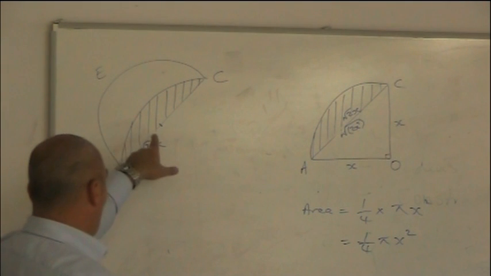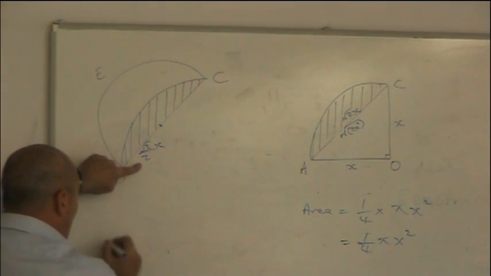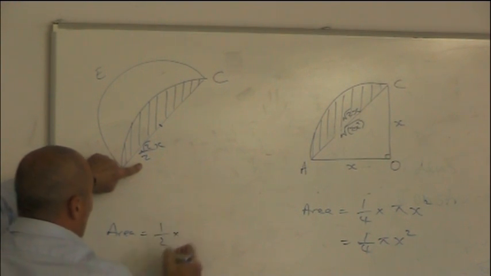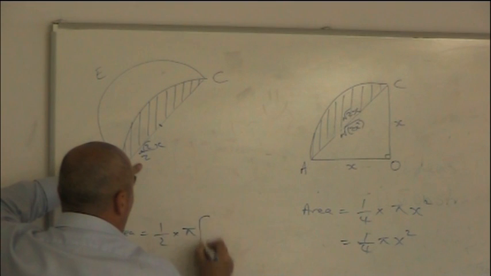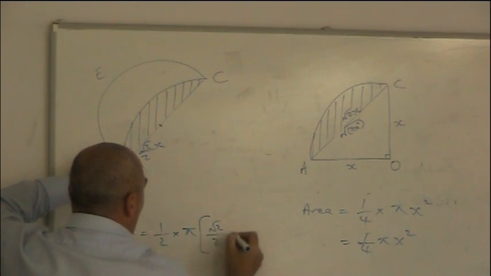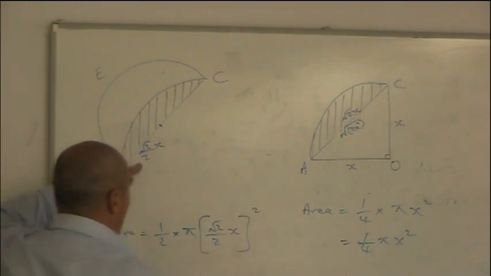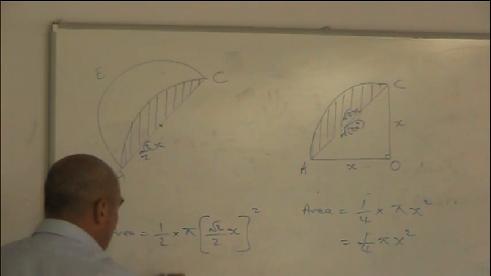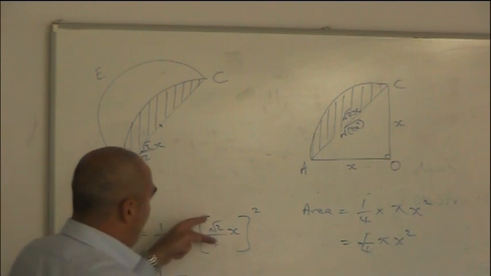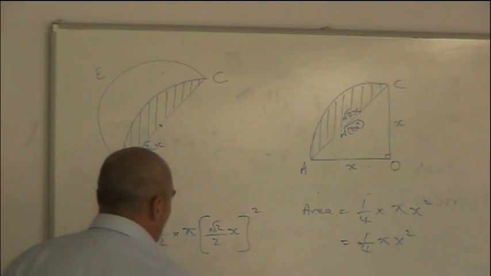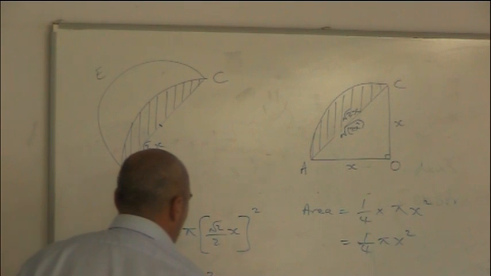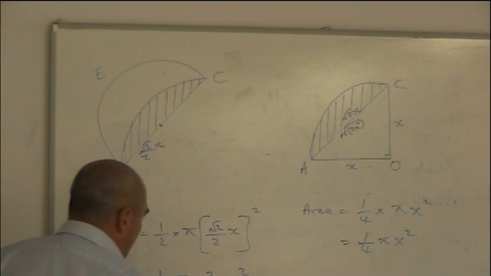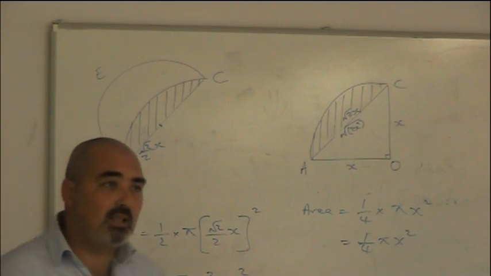Same with this one then. What's the area of this semicircle? Well, semicircle, so this area is going to be a half of pi times this radius. Oh gosh, that's root 2 over 2 x, all squared. So I now multiply through. Root 2 over 2 squared becomes 2 over 4 x squared. And lo and behold, I get a quarter pi x squared, which is exactly the same thing.